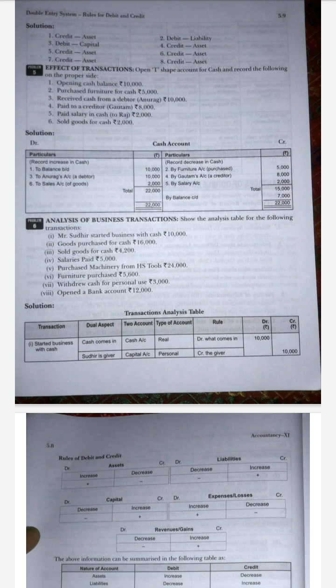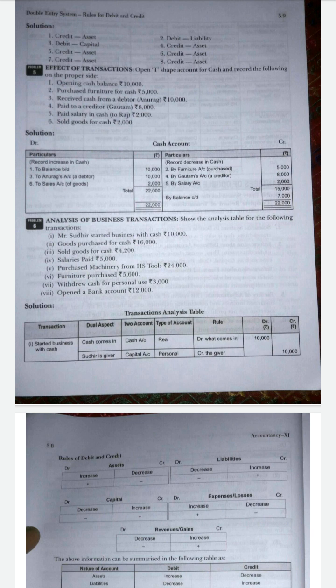So what are the two types of account involved in this transaction? First one is the cash account, another one is the capital account. So what is the type of account? We already studied. Cash account is coming under the real account, the tangible real account. Capital account is a personal account.